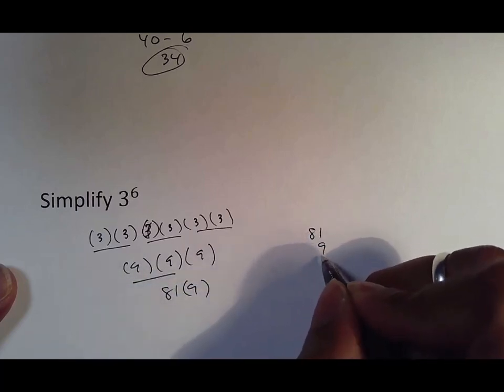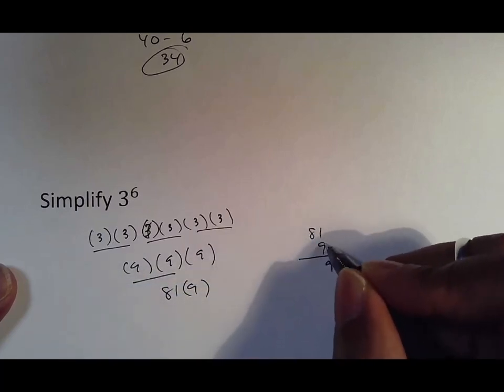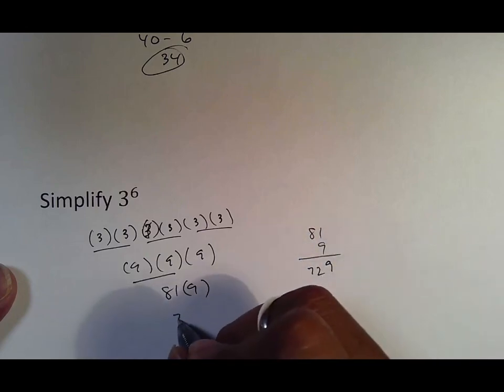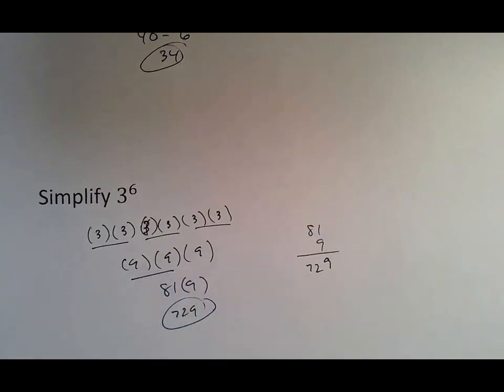And then 81 times 9 I'll do off to the side. That's 9, 72, 729 would be my final answer there. All right.